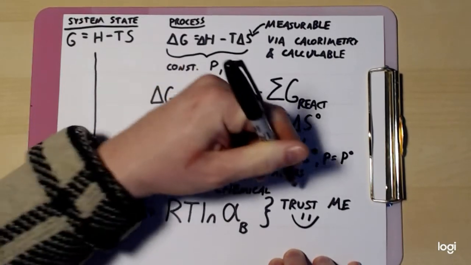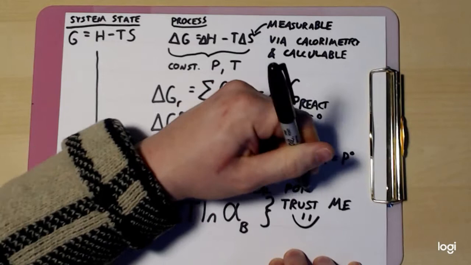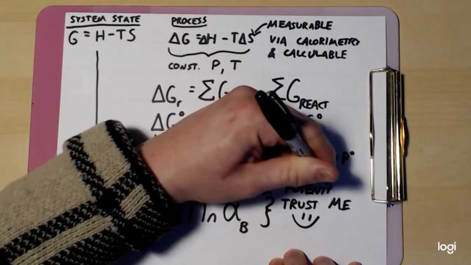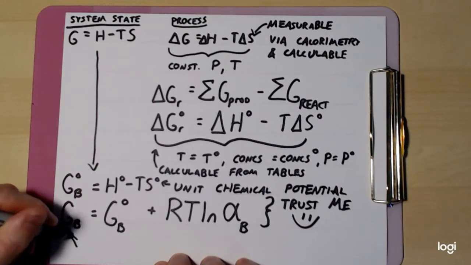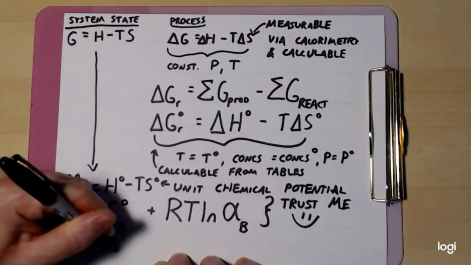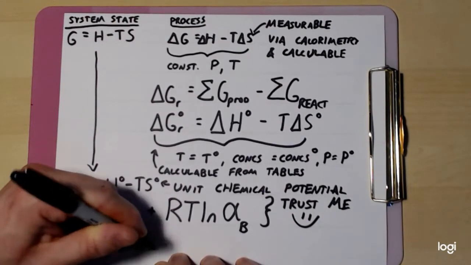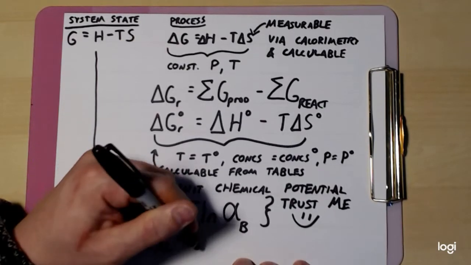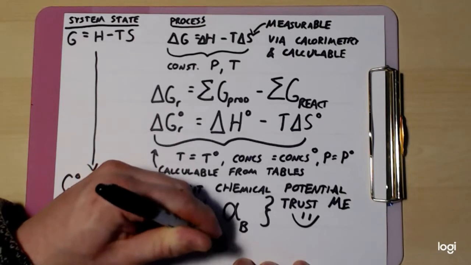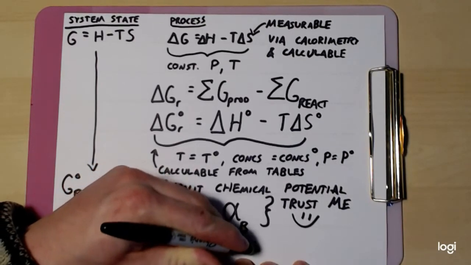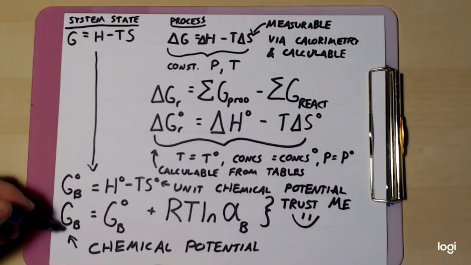This here, G sub B at standard condition, is called the unit chemical potential of the chemical. And G sub B is simply just called the chemical potential at any state, not just at a standard state, but assuming constant temperature and pressure, as all these equations assume. So, now what can we do with this concept of chemical potential?